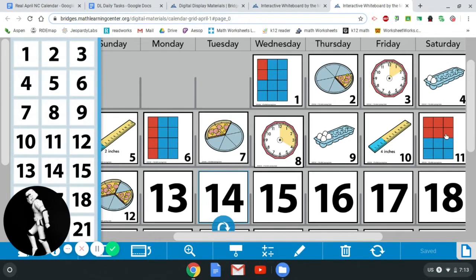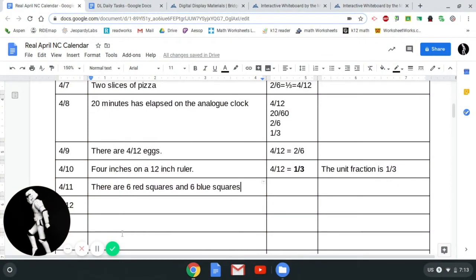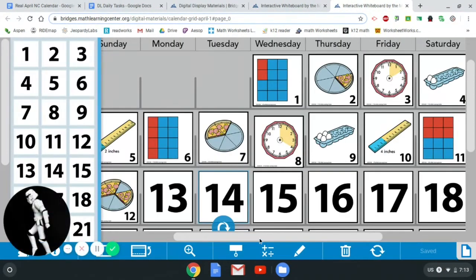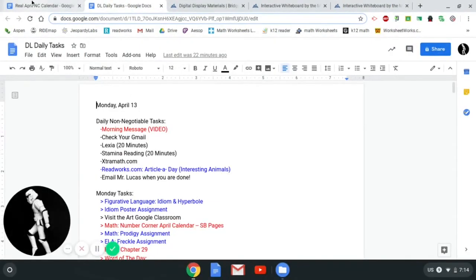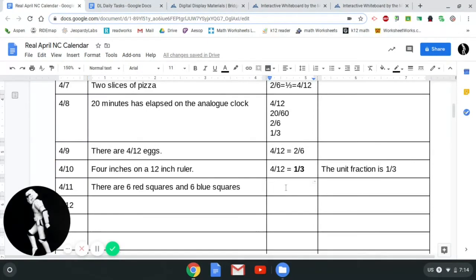There look to be 6 red and 6 blue. There are 6 red squares and 6 blue squares. If I had to make this into a fraction, which I do, the fraction would be: how many squares do I have altogether? I've got 1, 2, 3, 4, 5, 6, 7, 8, 9, 10, 11, 12. I've got 12 altogether. Now, when we look at them, we have 6 that are one color and 6 that are the other color. So we're going to say that we have 6 that are shaded. That is 6/12.